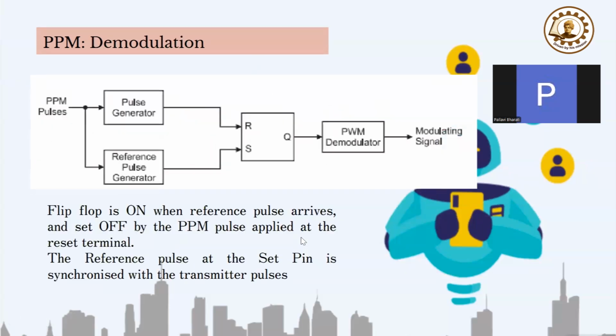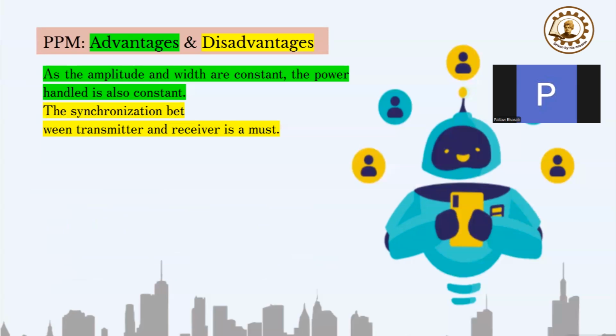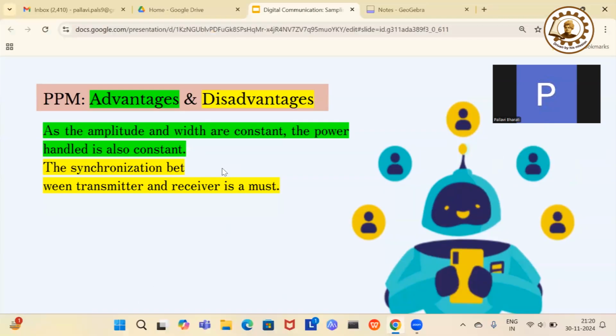Now for demodulation of PPM, you are using an RS flip-flop. The R is the reset and S is the set pin. In the reset pin, you will be giving the PPM signal, and in the set pin, you will give the reference pulse generated signal. So what is going to happen is that the flip-flop is turned on when the reference pulse arrives, and it is set off by the PPM pulse. And this way you will generate different PWM signals. We already saw this. As the amplitude and width are constant, the power handled is also constant, and the synchronization between transmitter and receiver is a very, very must thing for a PPM signal.